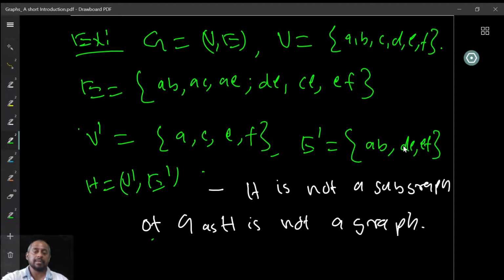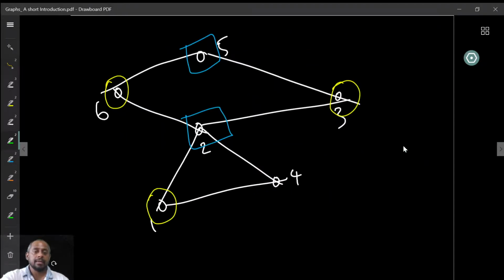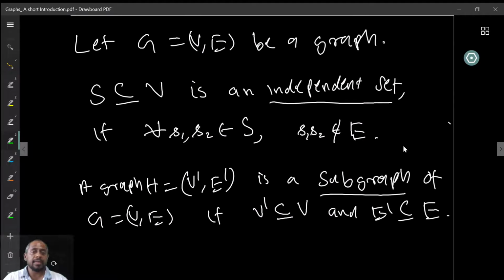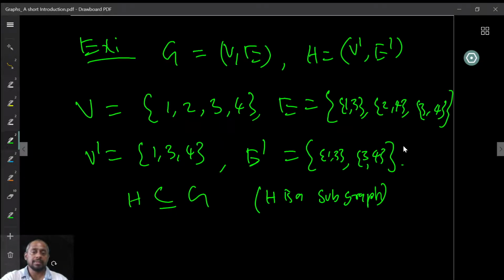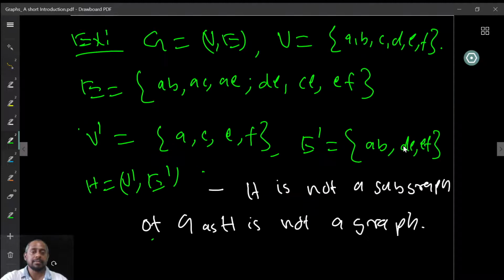So that is why our definition clearly says that a graph H = (V', E') is a subgraph if this holds. So first of all, H must be a graph, which means that it is defined properly, that the edge set is made of 2-element subsets of the vertex set. If that is not the case, it is not a graph.